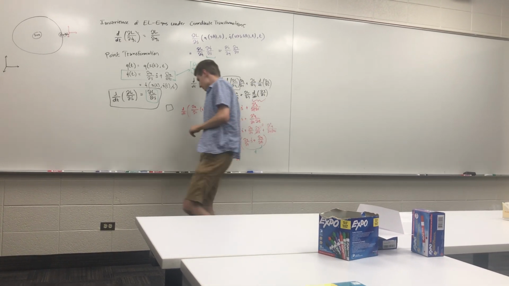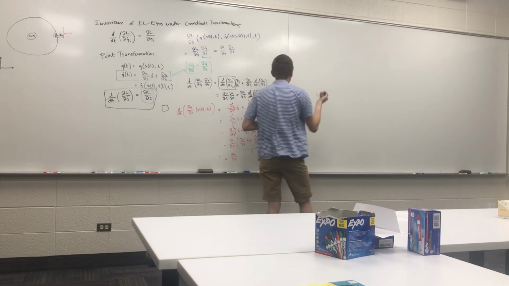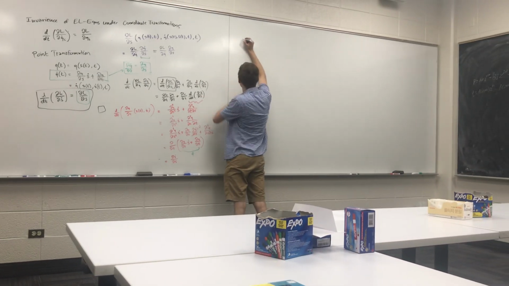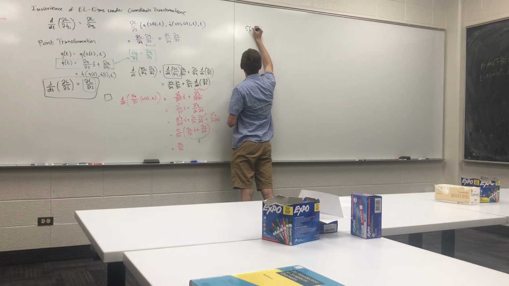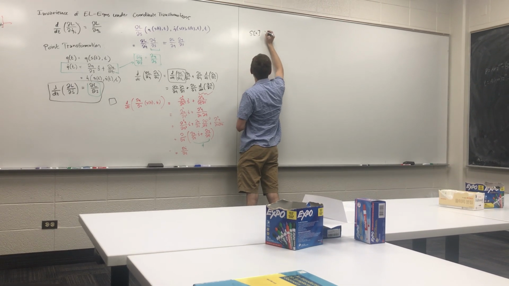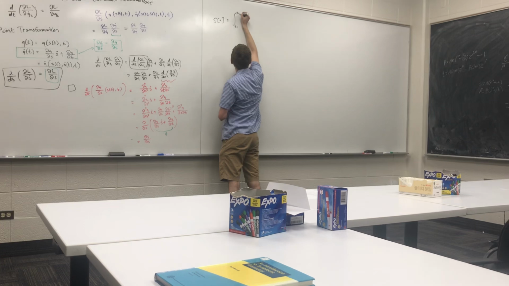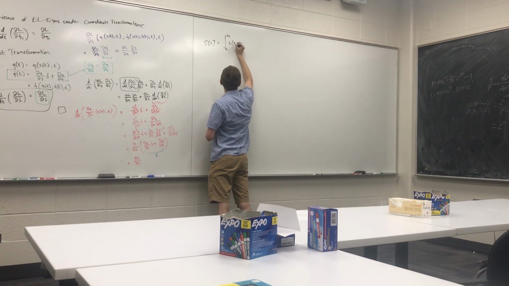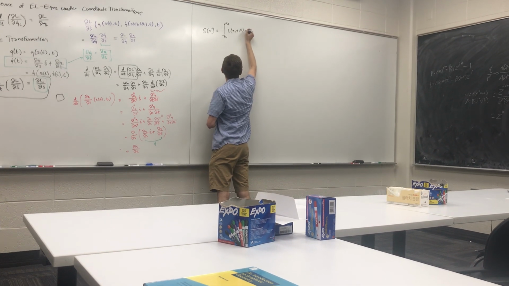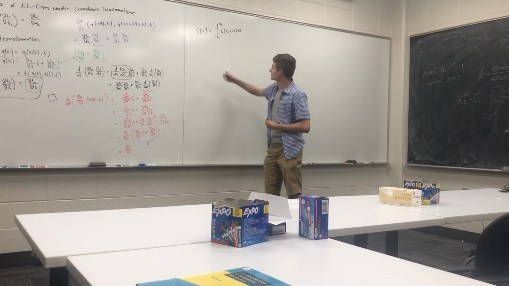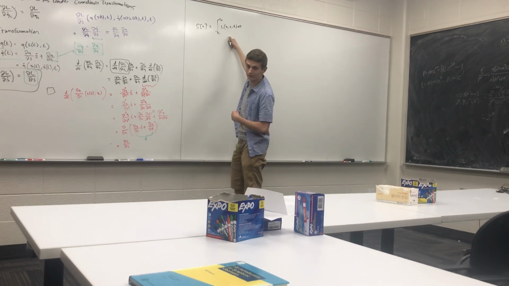Okay, so let's remind ourselves what action was defined to be. We said that if we have some Lagrangian, we can define action from a first time to a second time as the integral from the first time to the second time of the Lagrangian over time, right? So it takes some q and it gives us some value for it, right?